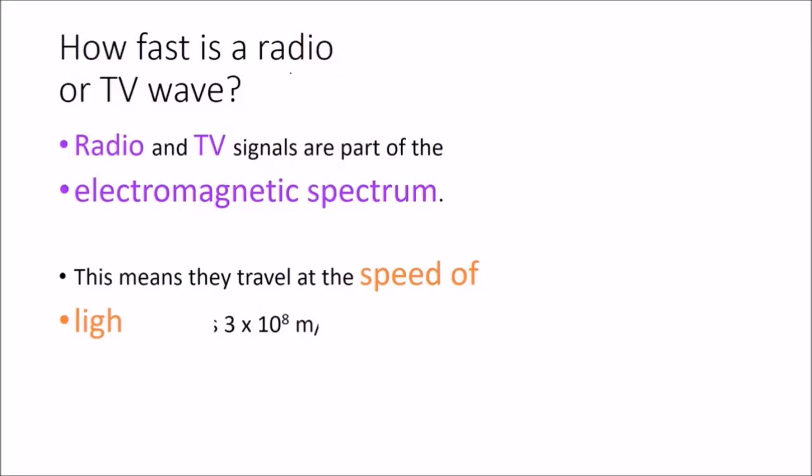So how fast is a radio or TV wave? Radio and TV signals are part of the electromagnetic spectrum. This means that they travel at the speed of light, which is 3 × 10^8 meters per second. So this was the first part.